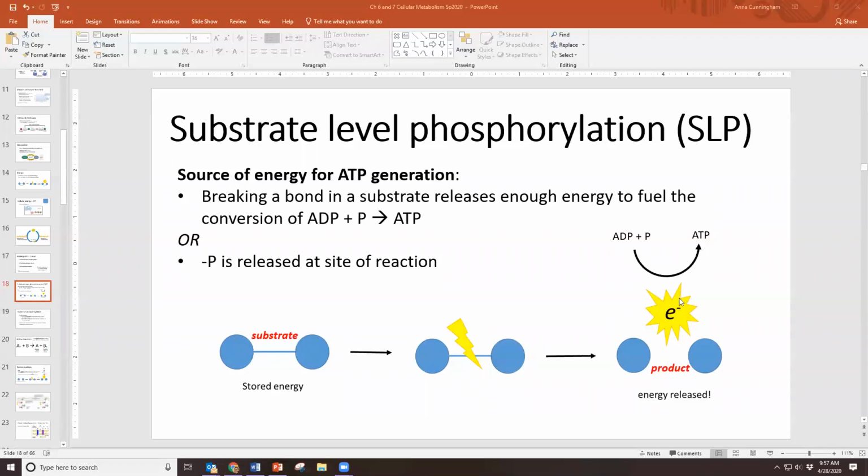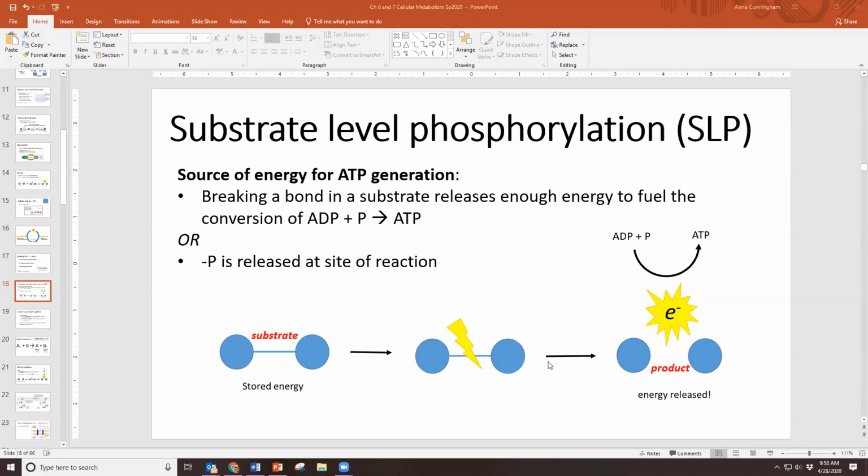But remember, we talked about that energy is in the form of electrons, and that energy is like usable energy. So what happens with substrate level phosphorylation is we have a bond broken, electrons are released, and those electrons provide sufficient energy to add a phosphate to ADP. Easy peasy, all right? And sometimes in substrate level phosphorylation, we can also get a phosphate released. So if there's a phosphate associated with this substrate or this reactant, you might also get not only electrons released to provide the energy for the bond, you might also get the actual phosphate released, which is pretty common as well.